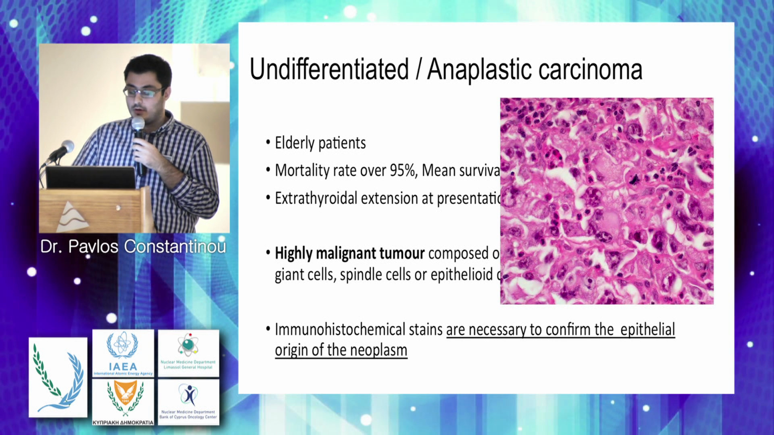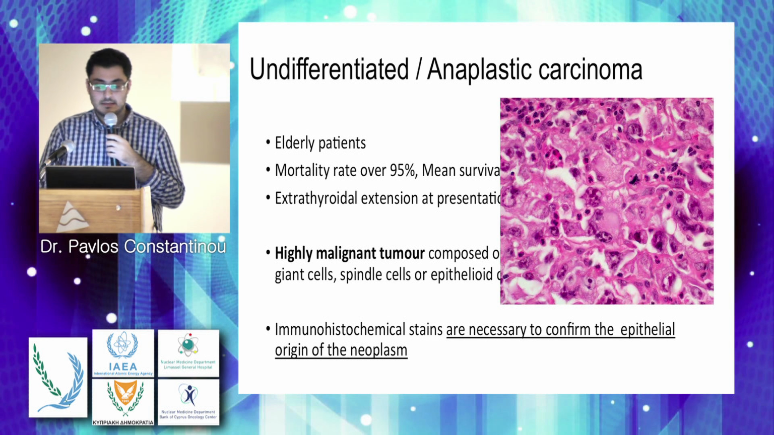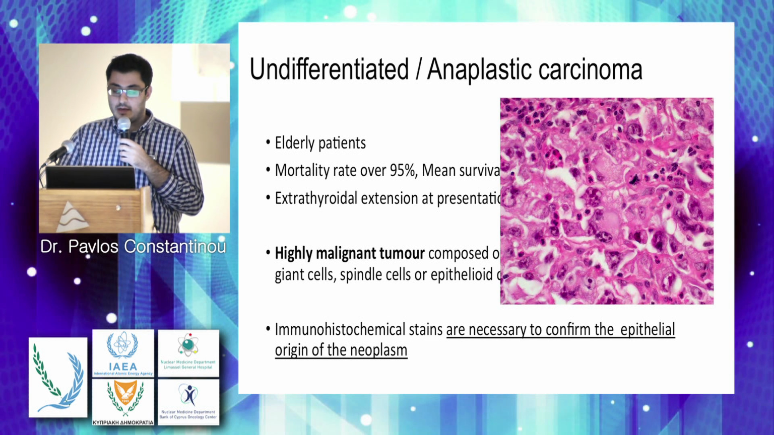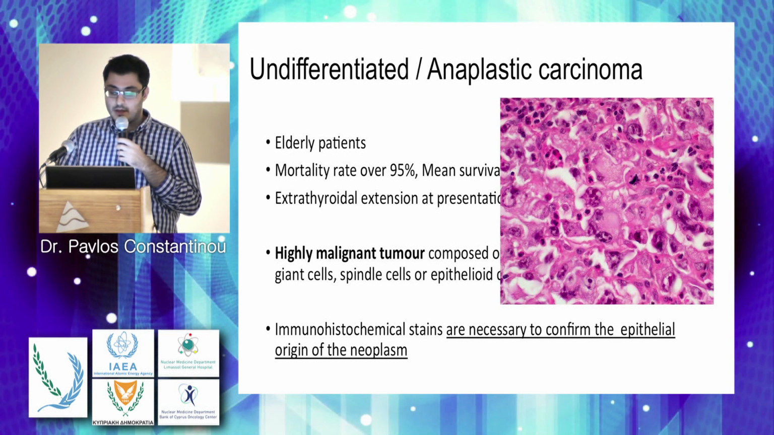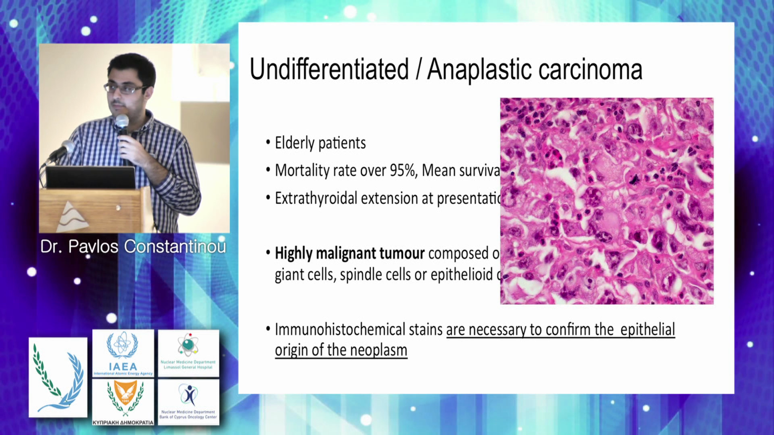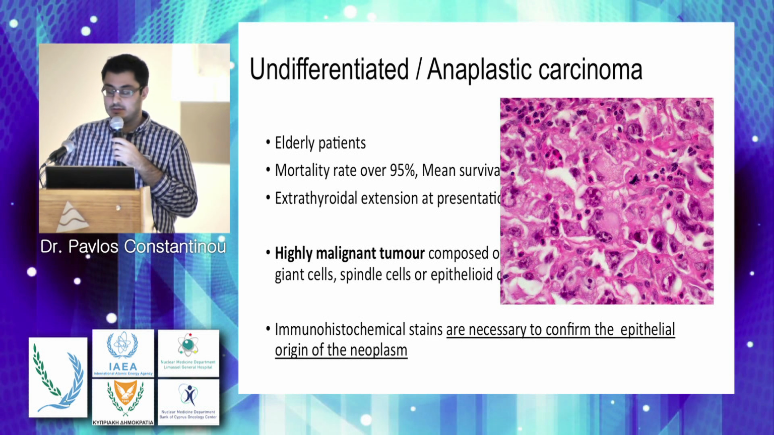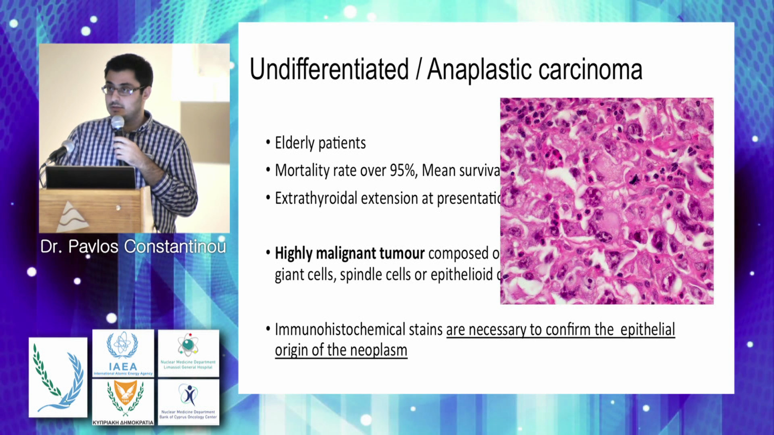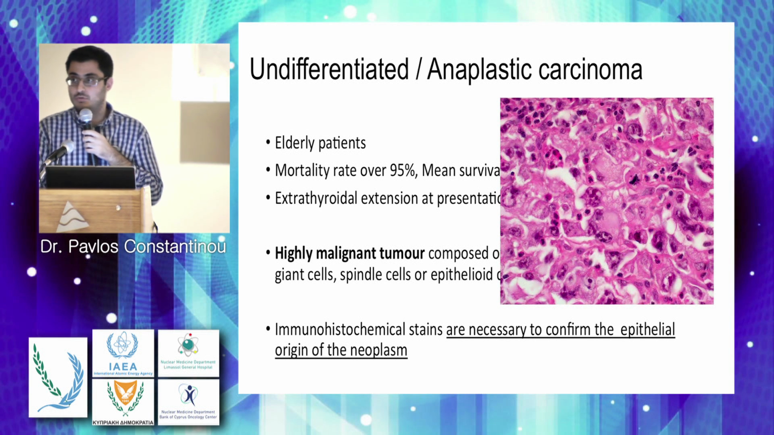The undifferentiated or anaplastic carcinoma is mainly seen in elderly patients, has a very high mortality rate, and a mean survival of 6 months. Extrathyroidal extension is usually present at presentation. It is a highly malignant tumor composed of an admixture of pleomorphic giant cells, spindle cells, or epithelioid cells, and special immunohistochemical stains are always necessary to confirm the epithelial origin of this neoplasm, because this morphology can refer to a carcinoma, to a sarcoma, to a melanoma, or even to lymphoma.